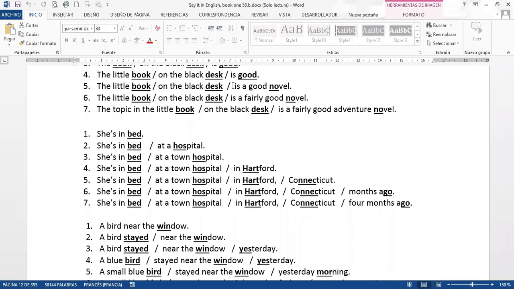Okay? Next exercise. She's in bed. She's in bed at the hospital. She's in bed at the town hospital. She's in bed at the town hospital in Hartford. She's in bed at the town hospital in Hartford, Connecticut. She's in bed at the town hospital in Hartford, Connecticut, 4 months ago.